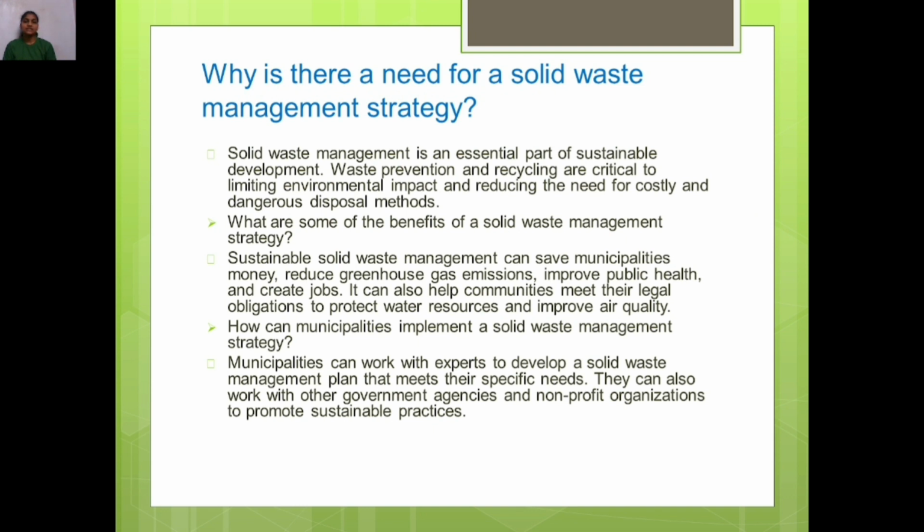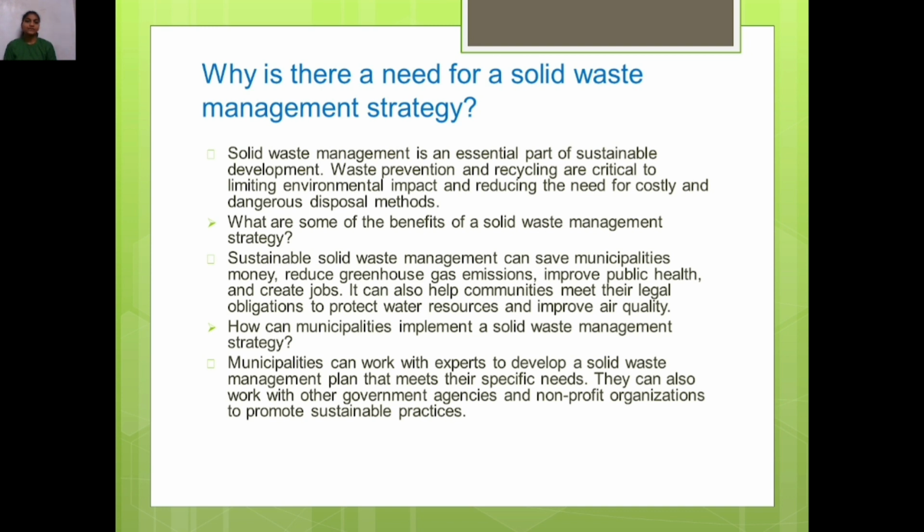Why is there a need for a solid waste management strategy? Solid waste management is an essential part of sustainable development. Waste prevention and recycling are critical to limiting environmental impact and reducing the need for costly and dangerous disposal methods.